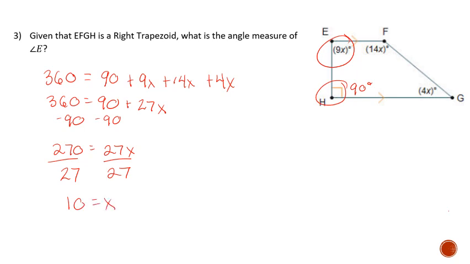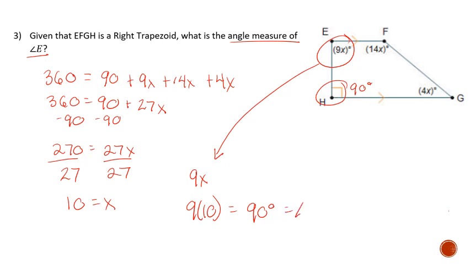We've got to go back. We did solve for x, but we've got to make sure we're answering the original question. The original question is asking for the angle measure of angle E. So angle E says that it is 9x. So instead of x, we can plug in that 10, and we'll get 90 degrees for angle E. All right, so angle E is also a right angle.